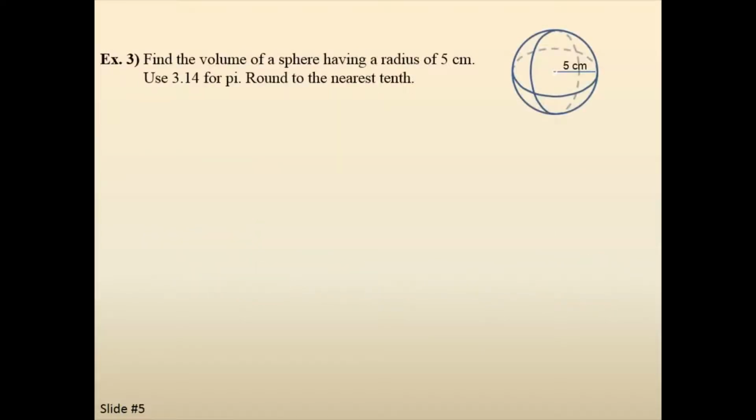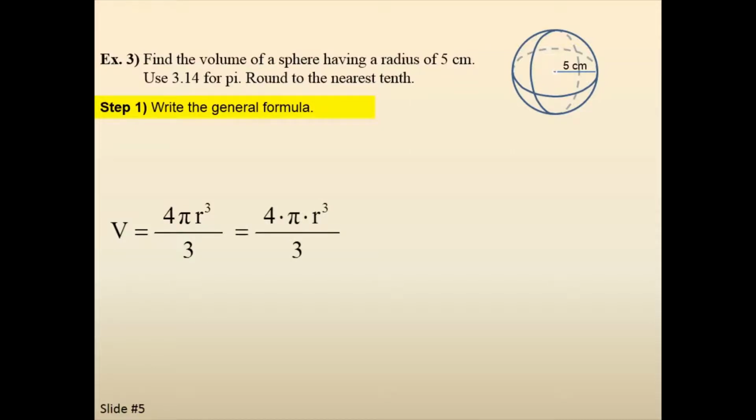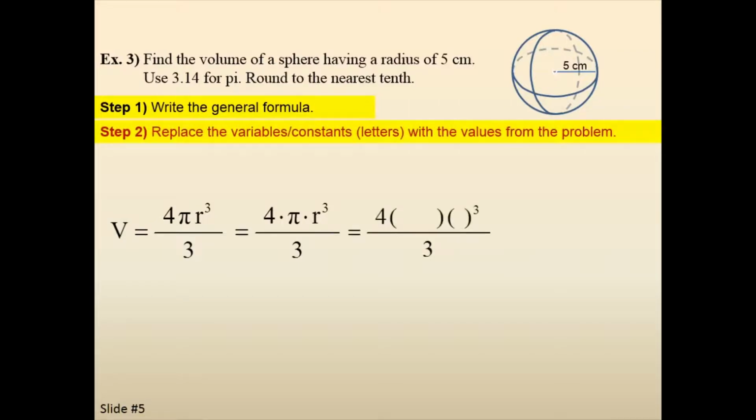Example 3. Find the volume of a sphere having a radius of 5 centimeters. Use 3.14 for pi, round to the nearest tenth. You can see we have a sphere, a ball. Write the general formula. The volume of a sphere is 4/3 pi r cubed. It might be easier to write it this way, 4 pi r cubed over 3. Either way will work. I prefer this way. So it's 4 times pi times the radius cubed. So we plug in the values.